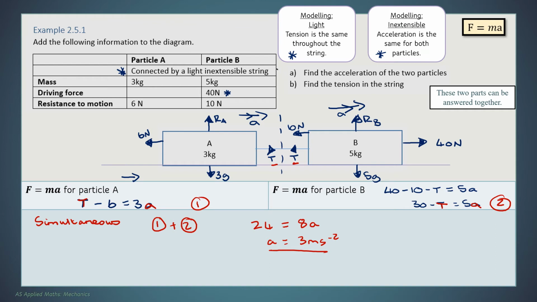Nice and straightforward. We can then have a look at what the tension is. So I'm going to go in equation 1, just because my tension is positive there. Why would I try and use a negative if I could have a positive? So substitute the 3 into equation 1.